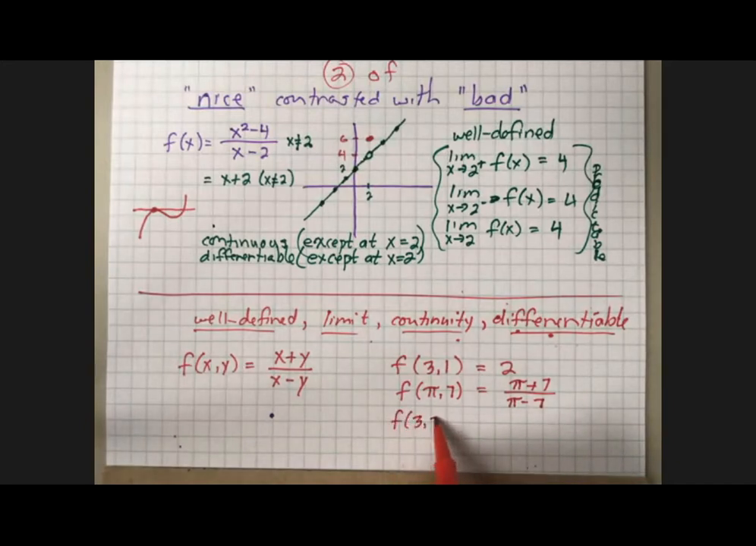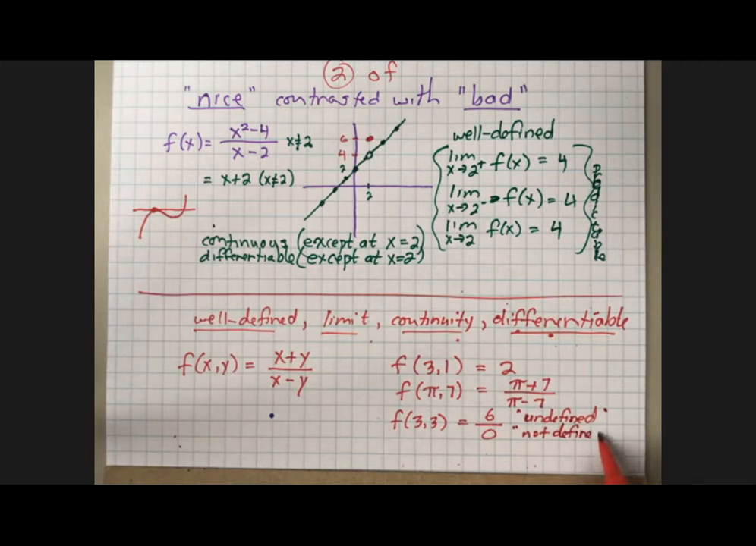When I give you 3 and 3, then you say 6 divided by 0. And you immediately say that's not defined. It's not well defined. You say it in different phrases. Sometimes people taught you to say it's undefined at that point. It's not defined at that point. If we're trying to be formal, we might say it's not well defined. It's not formally defined at that point.